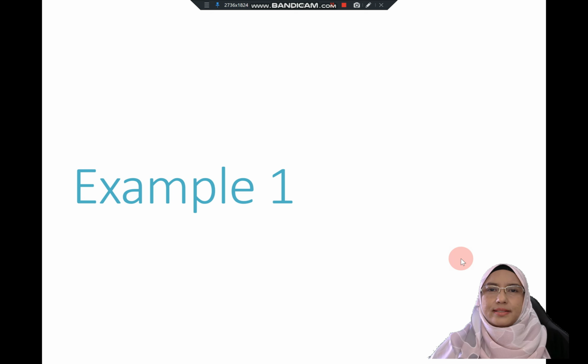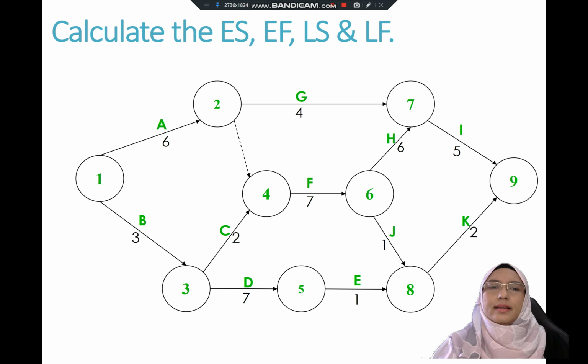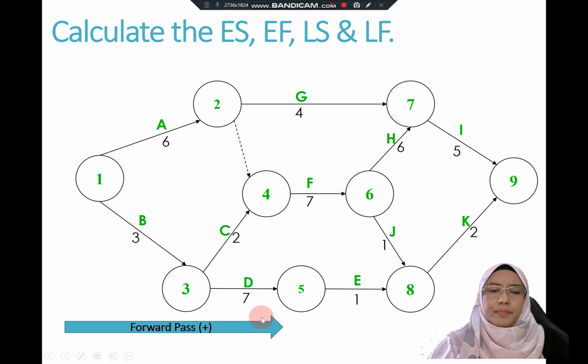To help you understand this topic better, let's do some examples. For example 1, the network diagram has been drawn for you, and you need to calculate the early start, early finish, late start, late finish, and also identify the critical path. So let's start with the forward pass first. The forward pass is where you go from the left side of the diagram to the right side, and you add the duration of each activity. So let's start with activity A first.